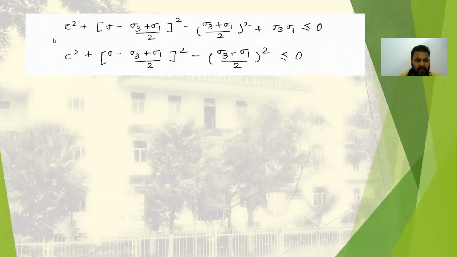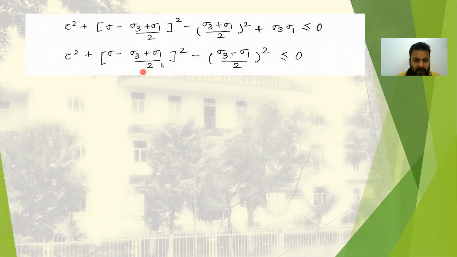So as you can see that it is tau square plus sigma minus sigma 3 plus sigma 1 by 2 whole square minus sigma 3 plus sigma 1 by 2 whole square plus sigma 3 into sigma 1 less than equal to 0. A very simple calculation. I have also explained this simplification in the previous lecture. Further on simplification, it has been simplified like this.